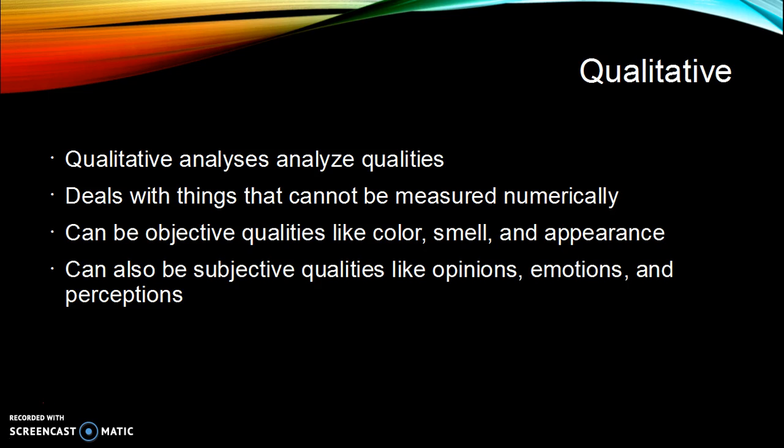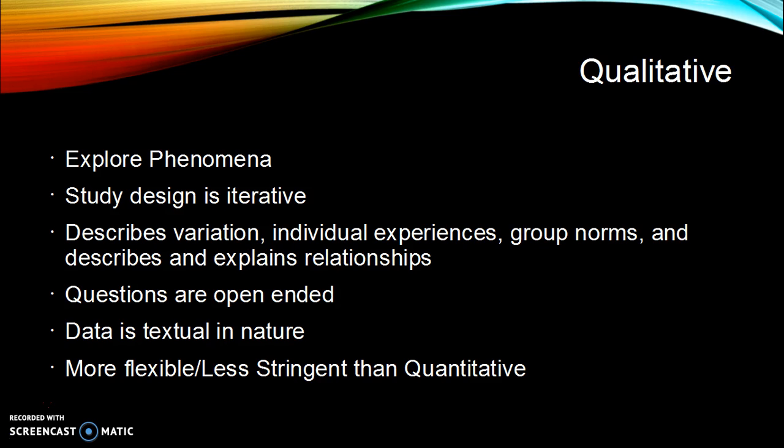Let's first explore qualitative. Qualitative analyses analyze qualities, as its name would suggest. It deals with things that cannot be measured numerically. They can be objective qualities like color, smell, and appearance, but they can also be subjective qualities like opinions, emotions, and perceptions. Qualitative analyses explore phenomena. The study design is iterative. It describes variations, individual experiences, group norms, and describes and explains relationships.